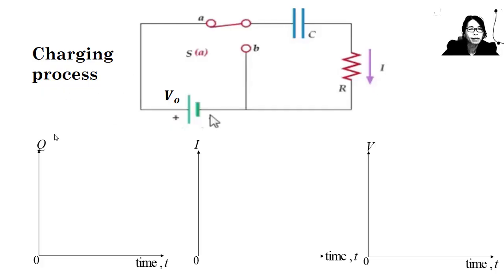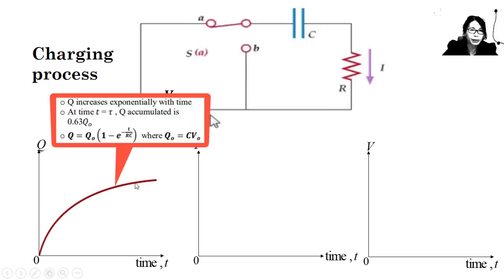Now let us see the variations of charge, current and also voltage across the capacitor against time during the charging process. During the charging process, we find that the charge will increase exponentially with time until it reaches a maximum value of Q0. At time t equal to RC, the charge that accumulates on the capacitor is 63% of its maximum value.